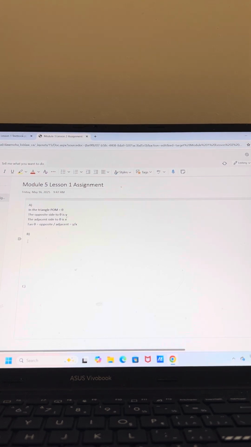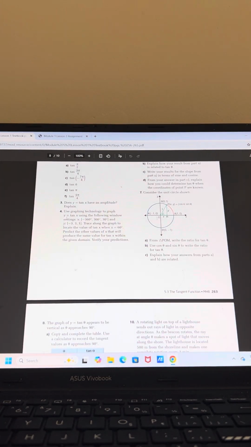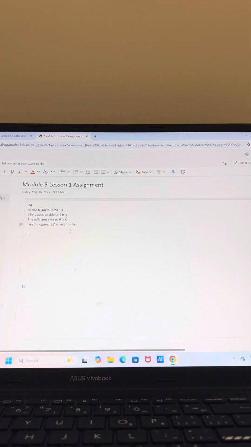And moving on to B here, use cosine theta and sine theta to write the ratio for tan theta. So from the coordinates right here of P, x y, we know that x is going to equal cosine theta and y is going to equal sine theta, right? So tan theta should ideally equal sine theta over cosine theta. So we'll just write that down.